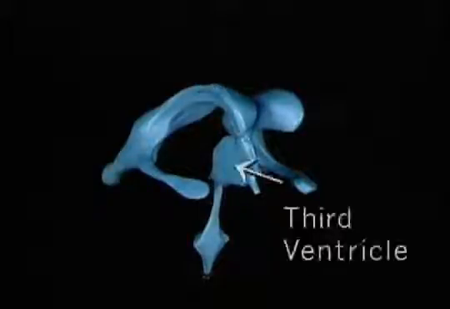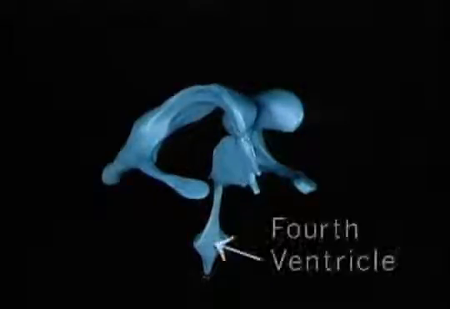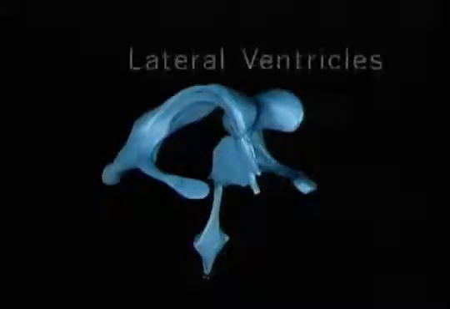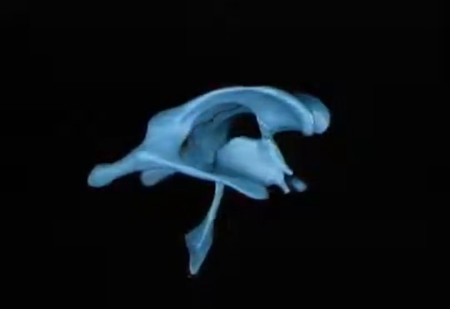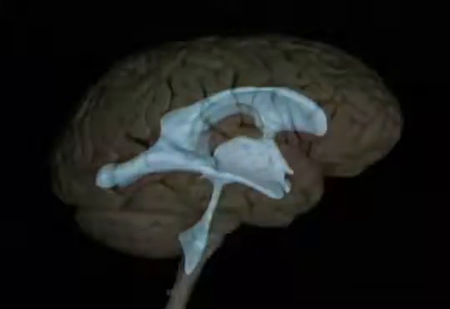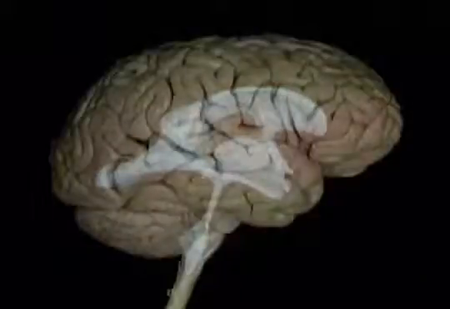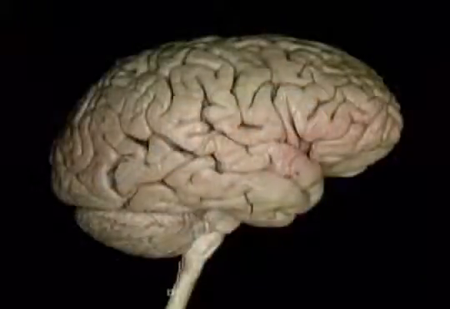It's formed by two small cavities in the midline, the third ventricle and the fourth ventricle, and two much larger cavities, the lateral ventricles, which connect to the third ventricle here. It's the third ventricle because the lateral ventricles are counted as the first two. The ventricles are filled with cerebrospinal fluid. We'll see more of them as we go along.